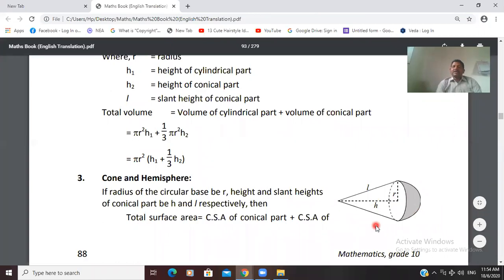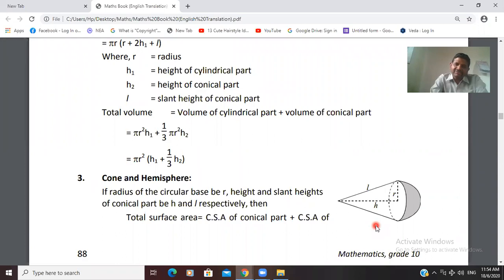Now we talk about the curved surface area or total surface area. Curved surface area and total surface area for this solid object are the same. So don't be confused. Simply we say surface area of this solid object. Surface area of this solid object is given by curved surface area of cone plus curved surface area of hemisphere. The curved surface area of cone is pi r l, whereas the curved surface area of hemisphere is 2 pi r square. Pi r l is the curved surface area of cone. 2 pi r square is the curved surface area of hemisphere.